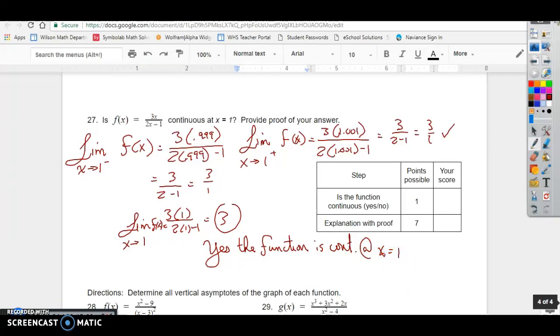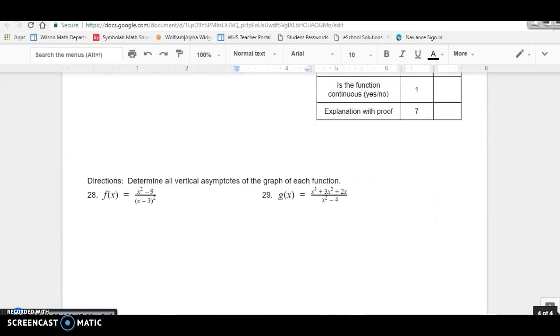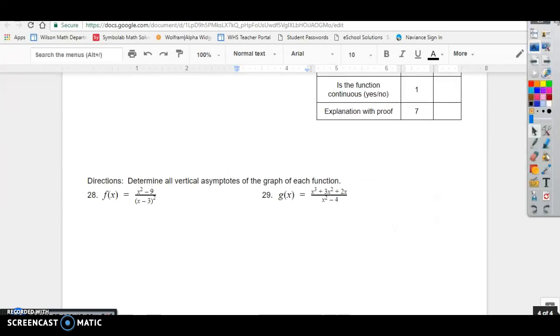Now, yes, it is not continuous at 1/2, but at 1 it is continuous because it has a left limit, it has a right limit, and therefore the limit exists, so it has to be continuous at 1 to have a limit. So your proof is in the actual showing of the work of the limit. Right?